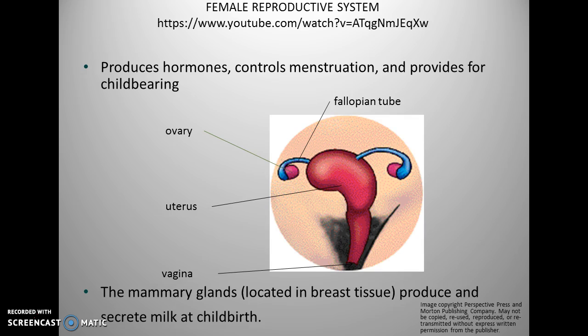Okay, here we're talking about the female reproductive system. Again, a very good video on the female reproductive system is located at this particular link. This allows for hormones to be produced. Here from the ovary, you have production of the estrogen, which allows for the female pattern of the human body. You have the fallopian tube that carries the egg that's produced inside the ovary to the uterus. Uterus is where you have formation of the fetus, and then the vagina, which is the birth canal.